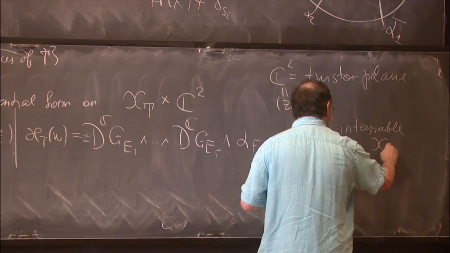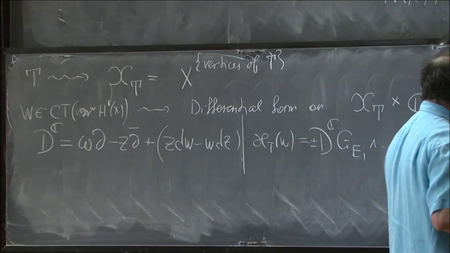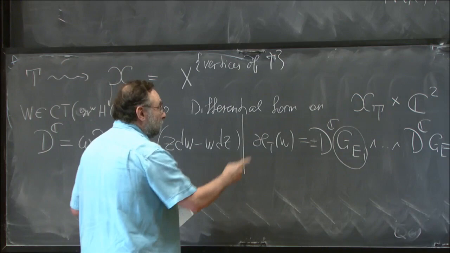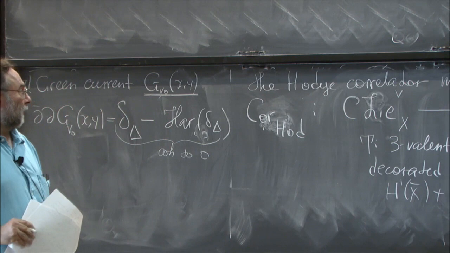Now, what exactly is written here? As I said, I start with this. What does G-E-I mean? Okay, first of all, what does G_E mean? We have a graph like that. I will integrate; so far this is a form on the product of the x's over the vertices cross C2.